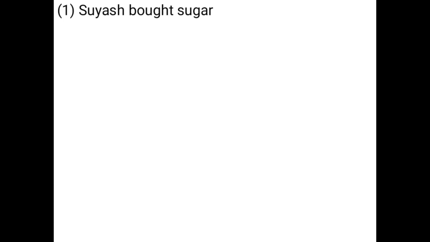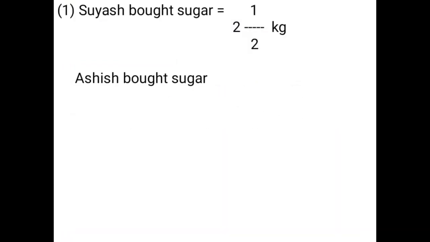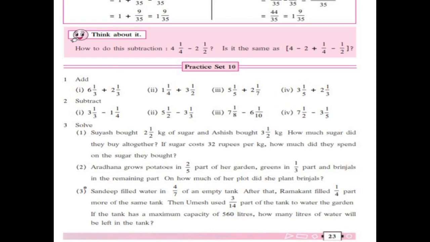Suyash bought sugar equal to 2.5 kg. Ashish bought sugar equal to 3.5 kg. Both Suyash and Ashish bought different kg of sugar. The question they have asked is, how much sugar did they buy altogether? The sugar they buy altogether is the total weight of sugar.